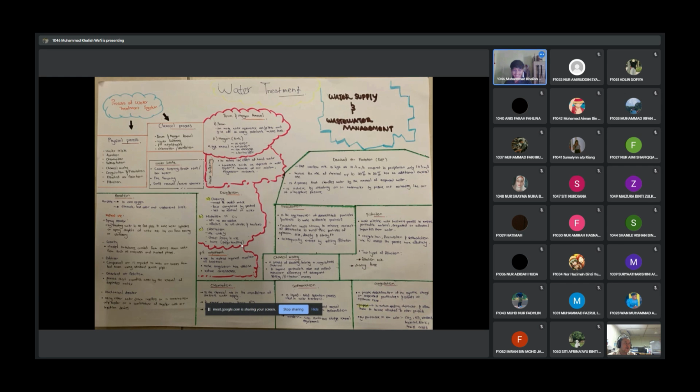The first one is water treatment, water supply and wastewater management. So it consists of two processes. The first one is physical process, which contains water intake, aeration, chlorination, sedimentation, chemical mixing, coagulation and flocculation, dissolved air flotation, and filtration. And the second one, chemical process, consists of ferrum and mangan removal, water softening, pH adjustment, chlorination, and disinfection.